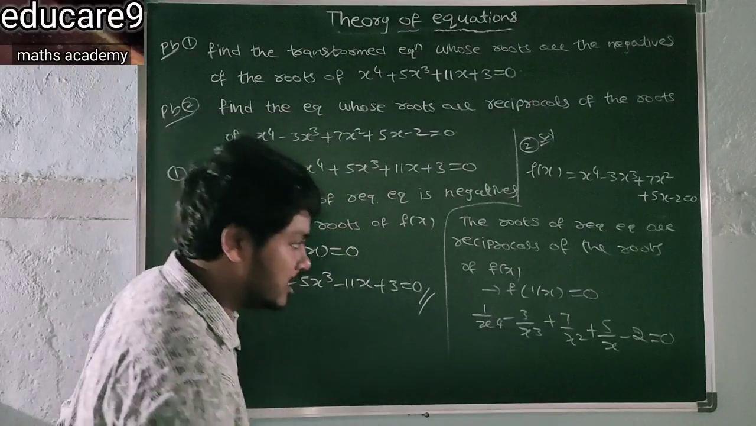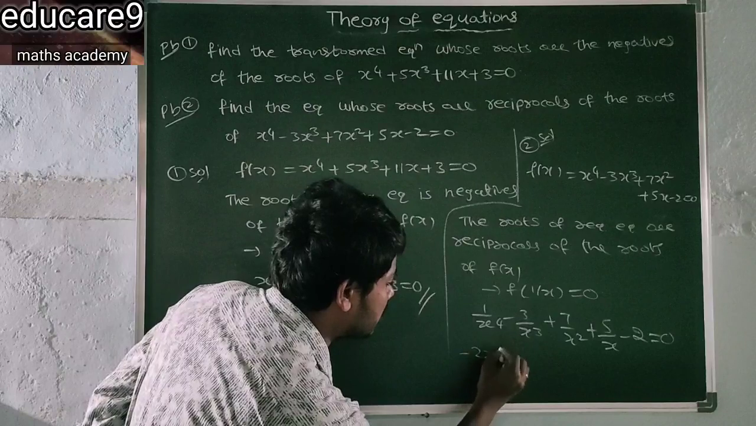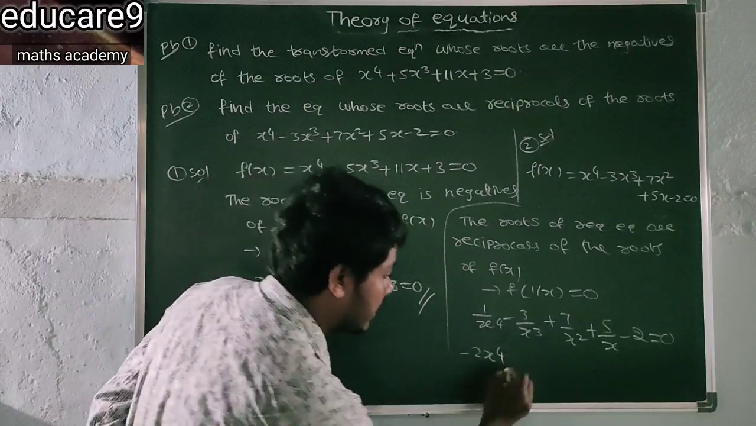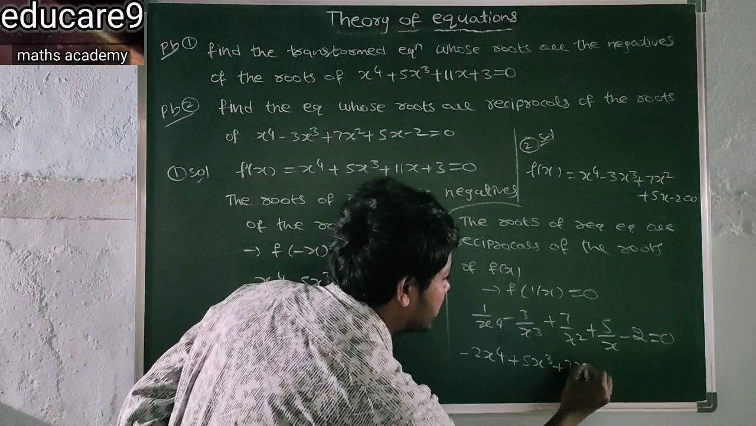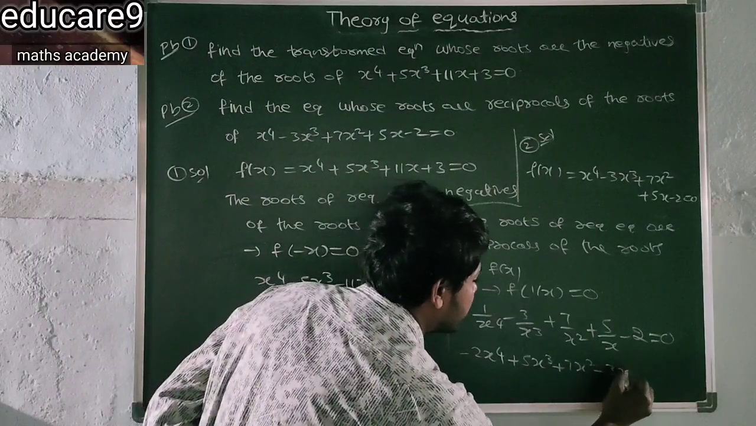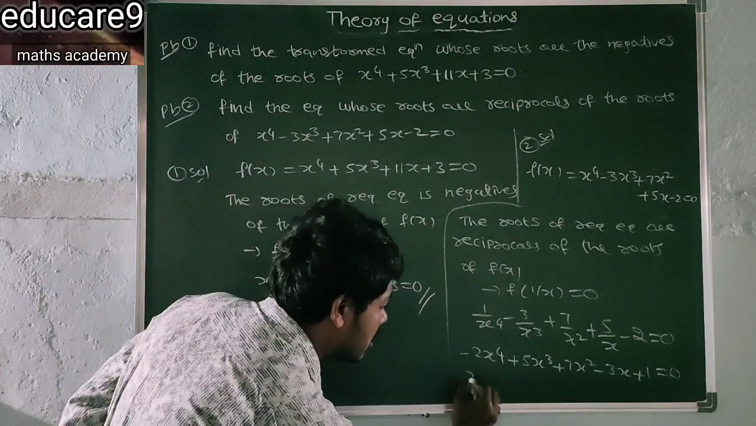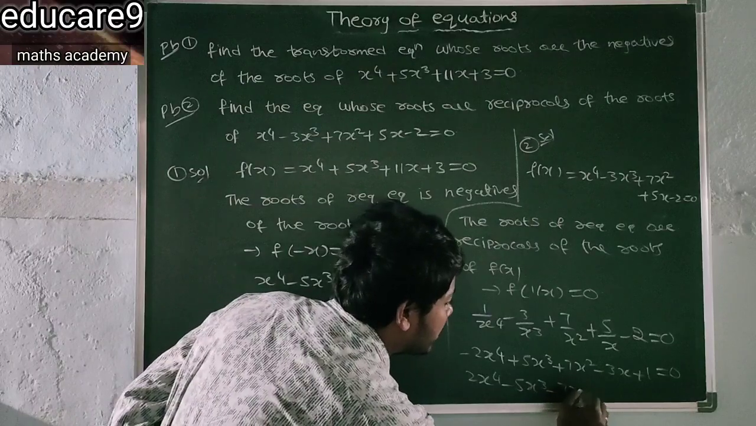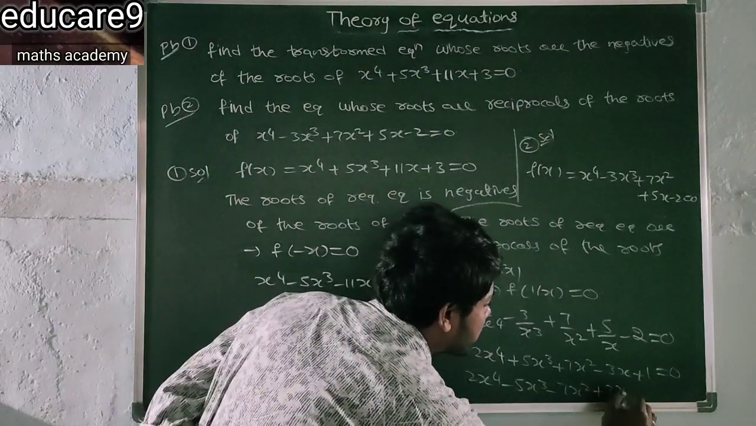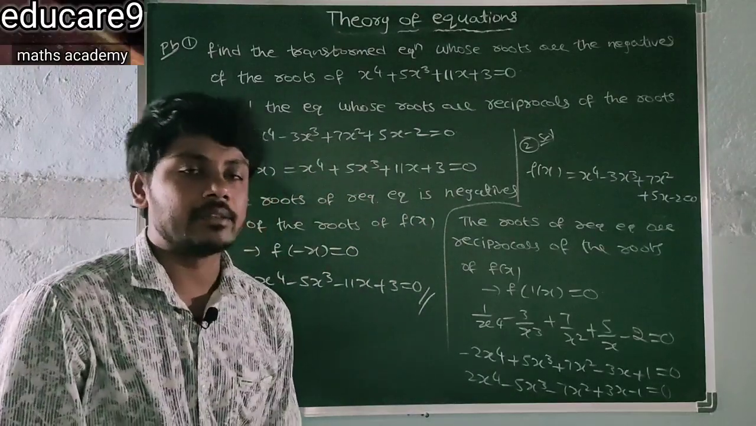Now clearing the denominators, this becomes -2x^4 + 5x^3 + 7x^2 - 3x + 1 is equal to 0. Again this is 2x^4 - 5x^3 - 7x^2 + 3x - 1 is equal to 0. So this is the required equation.